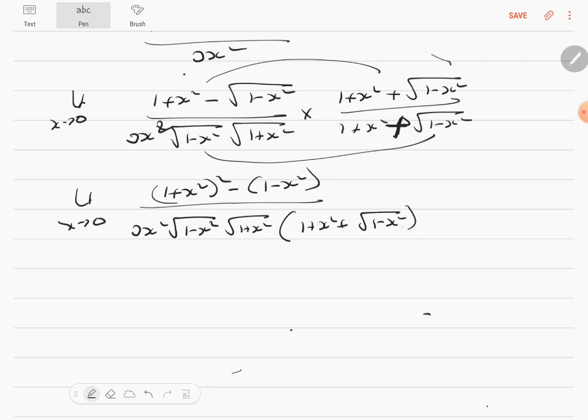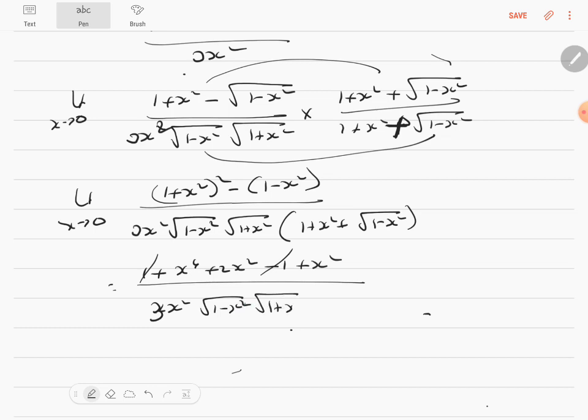Let it be as it is. And on solving the numerator, you get 1 plus x to the power 4 plus 2x square minus 1 plus x square. So 1 and minus 1 get cancelled. The advantage is the denominators x square get cancelled. Rest of it you don't have to consolidate, because you're anyway going to just substitute x as 0. So don't consolidate and make the mistake that I did.